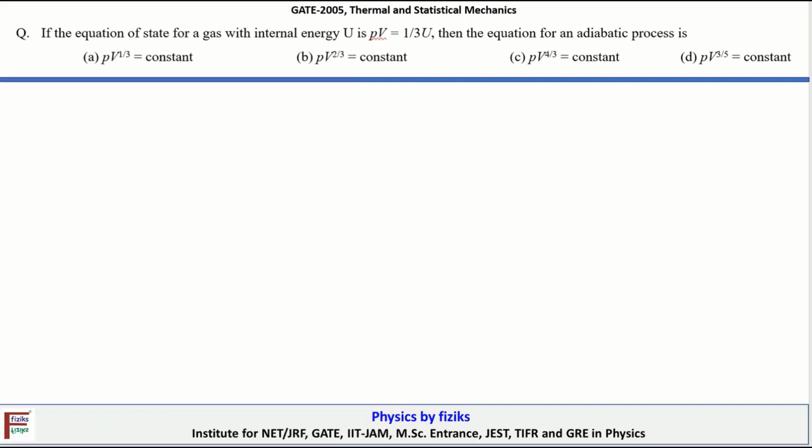So in this video, I'm going to talk about the question in thermal and statistical physics which appeared in GATE 2005 examination. So let's continue our discussion with problem 1. The statement is, the equation of state for the gas with internal energy U is PV equal to 1 by 3 U. Then the equation for an adiabatic process is, so we have to find the corresponding equation that will describe the adiabatic process for this equation of state.